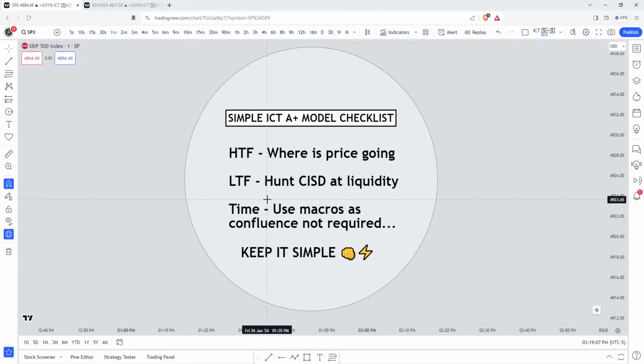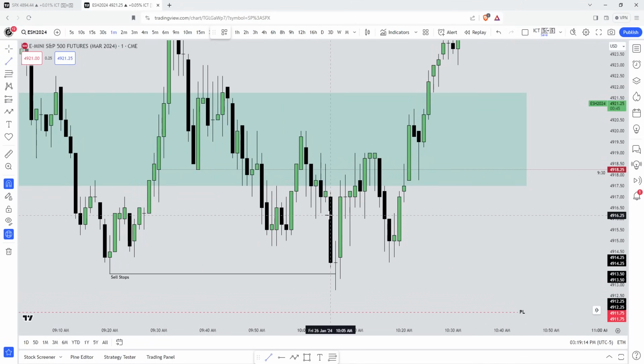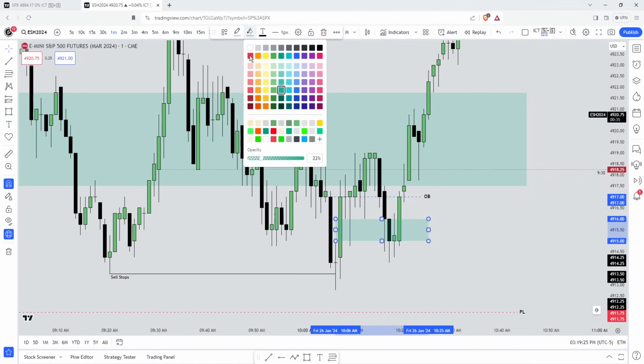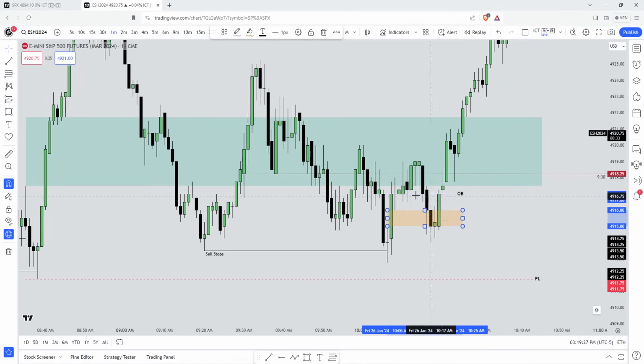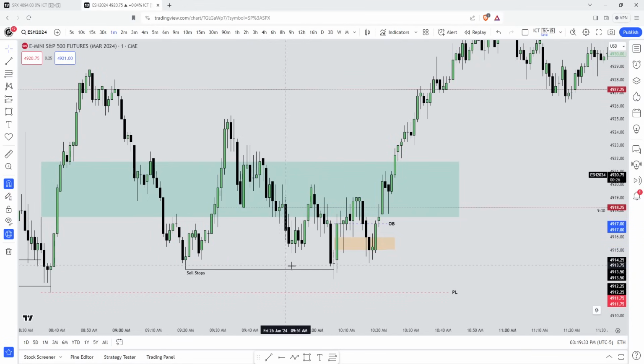Well, I'm hunting for a change in the state of delivery. So the same model that we use for the bias on the 5 and 15-minute time frame, we're now going to use on the 1-minute time frame. So see these 2 consecutive down close candles right here? I'm going to mark out the open of that. I'm waiting for price to close above there and create a bullish fair value gap. Once it can create that bullish fair value gap and breaks above the order block, that indicates another change to the state of delivery, because it took out the sell side liquidity here, and it's likely to start targeting old highs now.